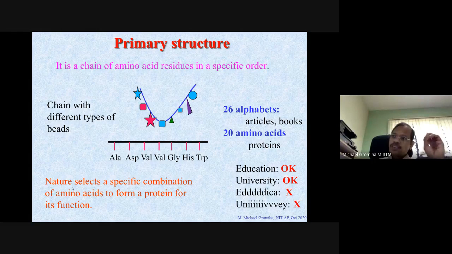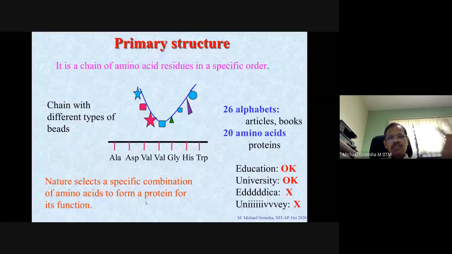So nature selects a specific combination of amino acids. It knows this is the specific combination of amino acids to form a protein for its function, right? If you make any changes, if you disturb it, then it will have adverse effects. For example, sickle cell anemia. Here, if you change glutamic acid to valine, it forms a hydrophobic environment, so it makes fibrils, and this blocks the oxygen, and so you have these breathing issues, right?